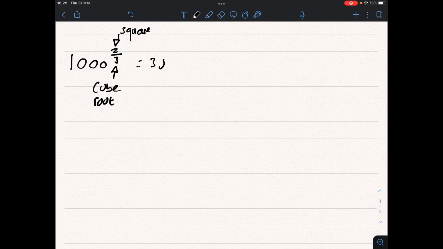Now, let's say, for example, you have this question. Let's say you have 1,000 to the power of 2 over 3. Now, what does this mean? Remember what we said before. Because it's a fraction, we cube root, then we square the answer afterwards. So the cube root of 1,000 equals 10. Then we have 10 squared, which equals 100.